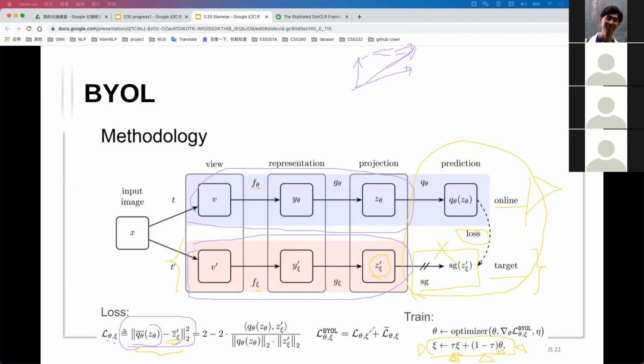Okay, why can they compare the prediction layer and the projection layer? Yeah, because they said that after the prediction, this Z theta is mapped to a new space, more like a space that's similar to the target branch, because the two branches have different parameters. That means they map the picture to different spaces. So we need to add one more prediction layer to map to the same space. Could you understand this?